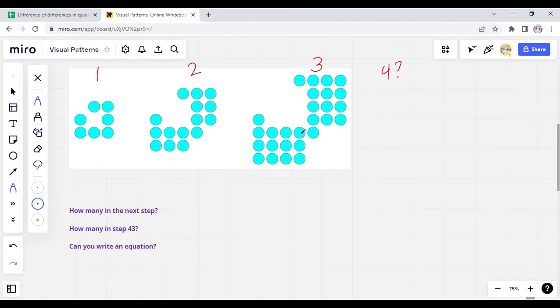So what pops out at me here is this big 3x4 rectangle. And then it looks like we've got another exactly the same size there, 3x4. And that just leaves these three odd ones, so one on each end and one in the middle.